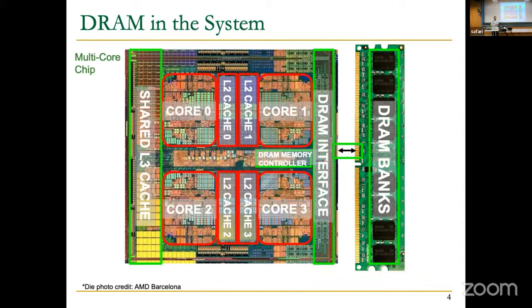So just a bit of background. I'm not sure if you need it anymore. You have in your system this processor die here. This is a typical multi-core chip. You have 4 cores. Those cores have their own private caches, and they also have a shared cache, and there's a DRAM interface here. And externally, you have the DRAM module here. It doesn't have to be a module like this. It can be some chip soldered on your motherboard, but it's external in traditional systems. And this is a photo from AMD Barcelona.